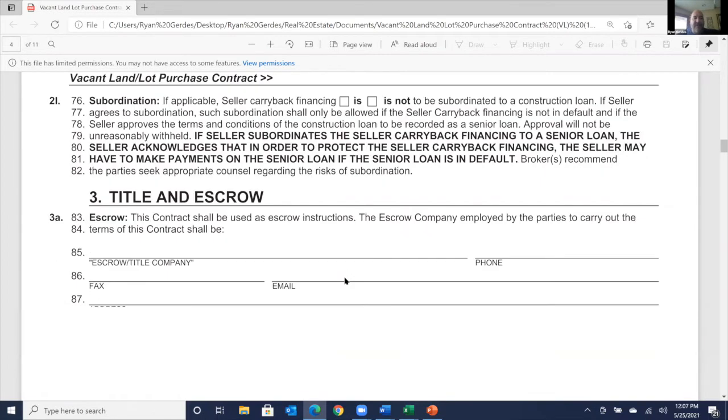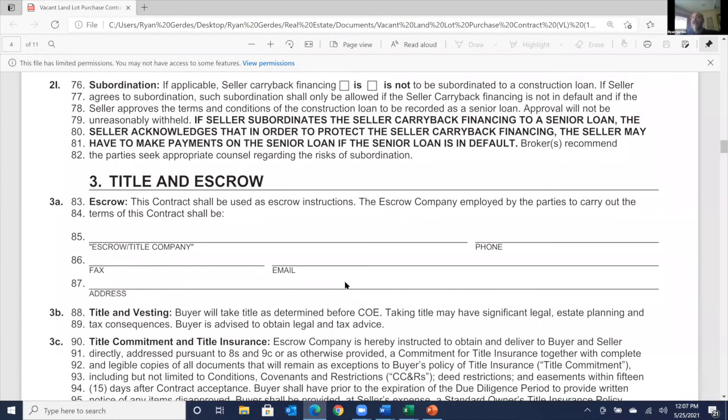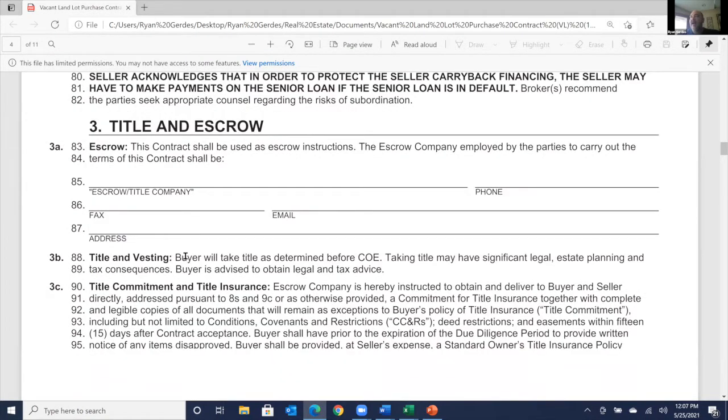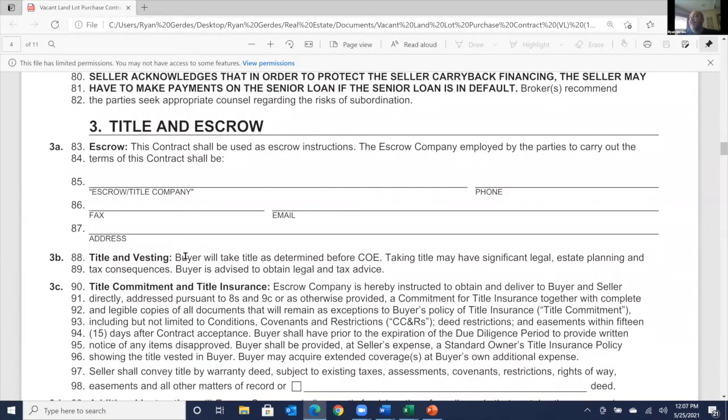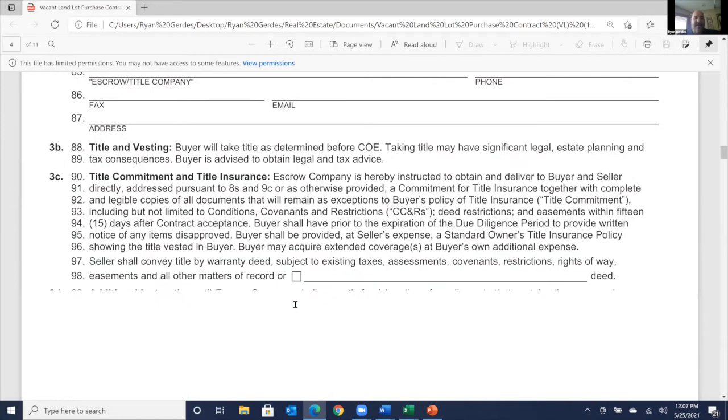Escrow company. The escrow company is going to be the one actually handling all funds, and they will also be the company that transfers the title from seller over to buyer. That information will be detailed here in this section. Title vesting. As a buyer, you need to discuss that with the title company. As a seller, you will have already discussed that with the title company, and they will be the ones helping out with that.